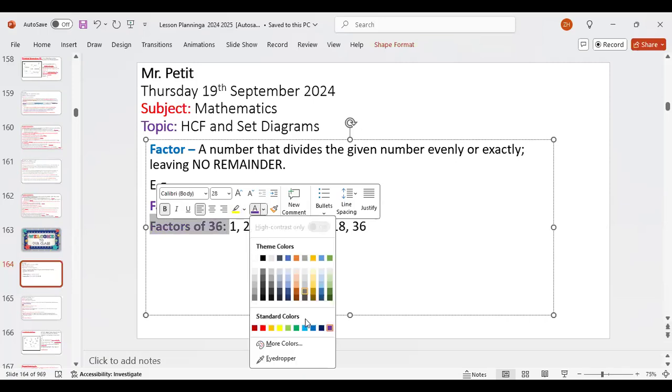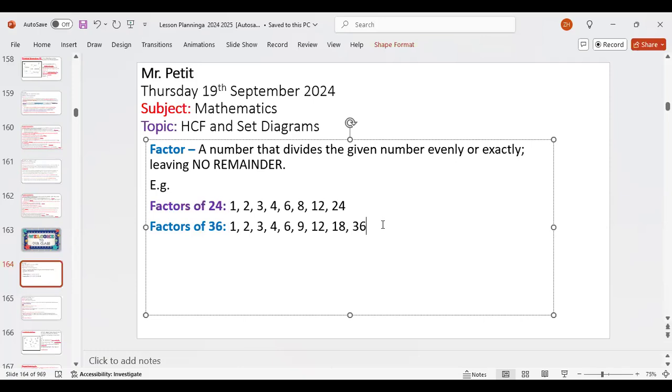Let me use a different color. Let's use baby blue. So currently we have the factors of 36 and the factors of 24. Now I want us to list the common factors. What are the common factors of 24 and 36? 1, 2, 3, 4, 6, and 12. Very good.